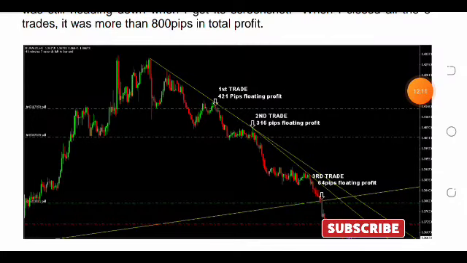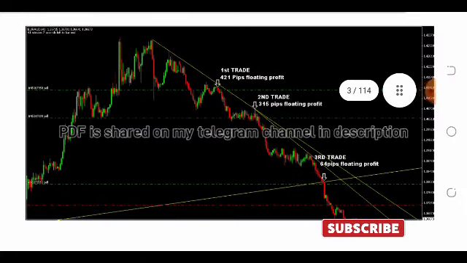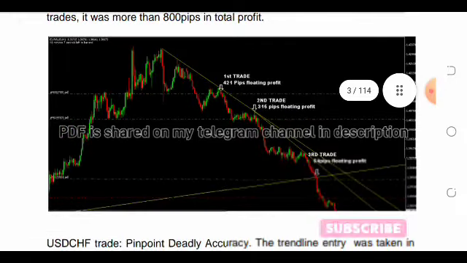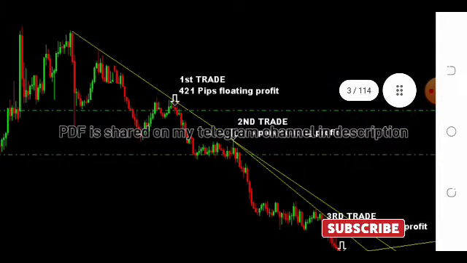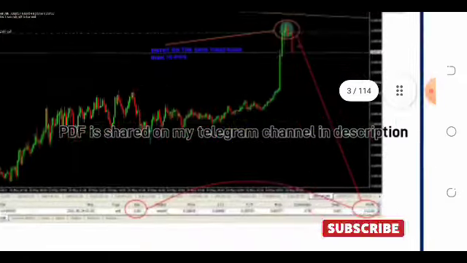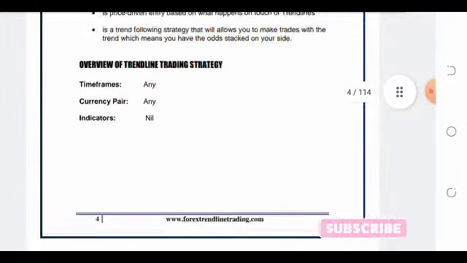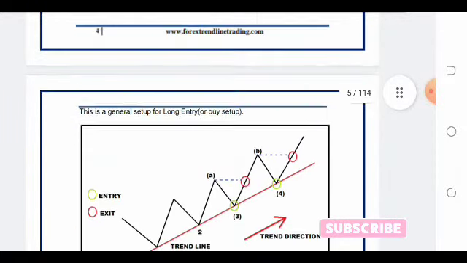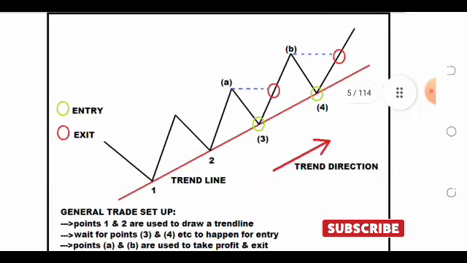So guys, this is the PDF. I'm going to give it to you, and this is how the man trades. You see, those are live trades he took using the trendline trading strategy. I want you guys to win. As you can see, this is literally almost what I explained for you today.